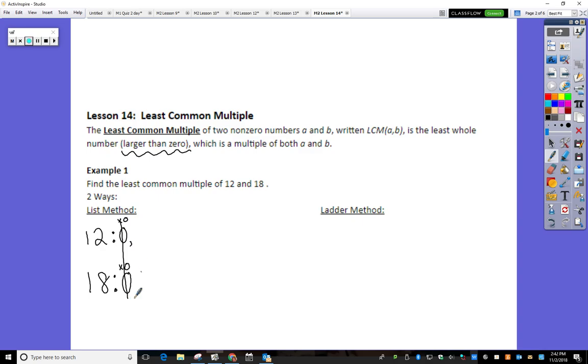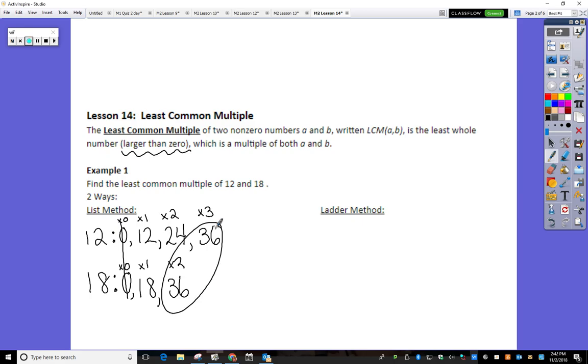Now I'm just going to go in order. I just multiplied by 0. I'm going to multiply by 1. So 12 times 1 is 12. 18 times 1 is 18. These are not in common, so I don't have a common multiple yet. The next thing I'm going to do is multiply by 2. So 12 times 2 is 24. I'm going to do 18 times 2, which is 36. Still nothing in common yet. As I move on, though, 12 times 3 is 36. I've found my least common multiple. Okay, so that's how you do it with the list method.